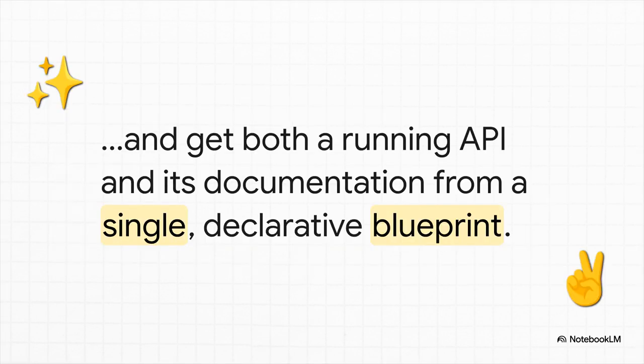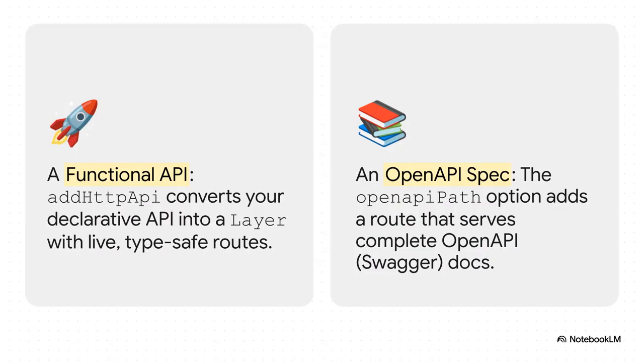And here is where the magic happens. Because you took the time to create such a precise, detailed blueprint of your API, the system can now do some amazing things for you, automatically. You get two huge wins from this single definition without writing a single extra line of code. First, there's a function called addHttpApi. You feed it your API blueprint, and it spits out another layer, a blueprint for a fully functional, running, and completely type-safe API.